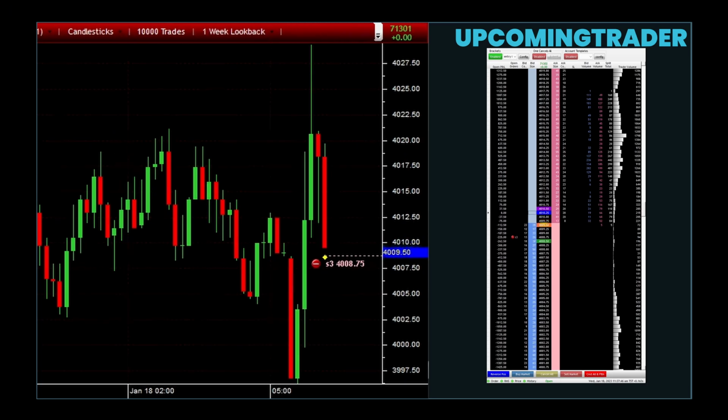On the other hand, if relative volume is weak during the breakout, the move may not have the necessary strength and could fail.